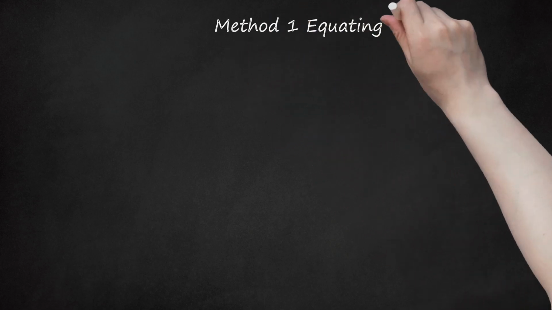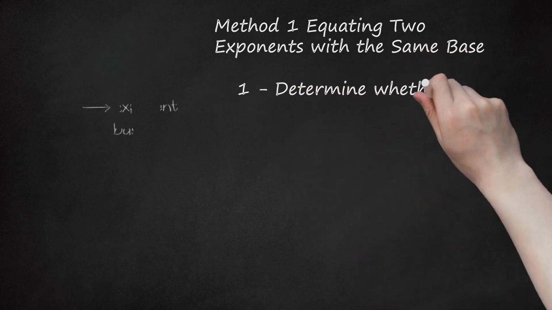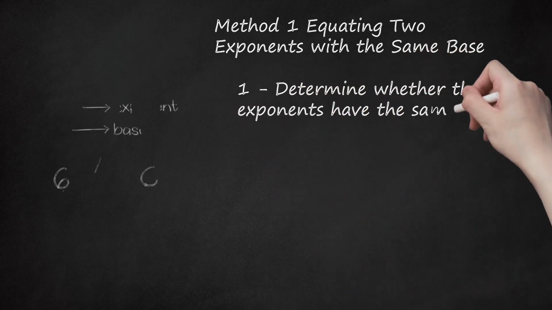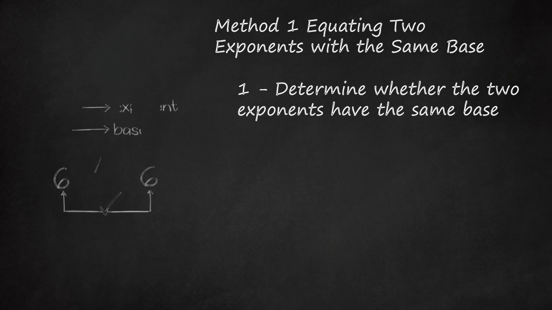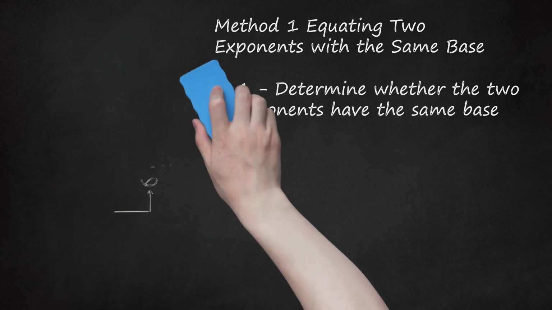Method 1: Equating two exponents with the same base. 1. Determine whether the two exponents have the same base. The base is the big number in an exponential expression. You can only use this method when you are presented with an equation that has an exponent on either side, and each exponent has the same base. For example, 6^(5+y) = 6^3 has an exponent on either side of the equation, and each exponent has the same base, 6.